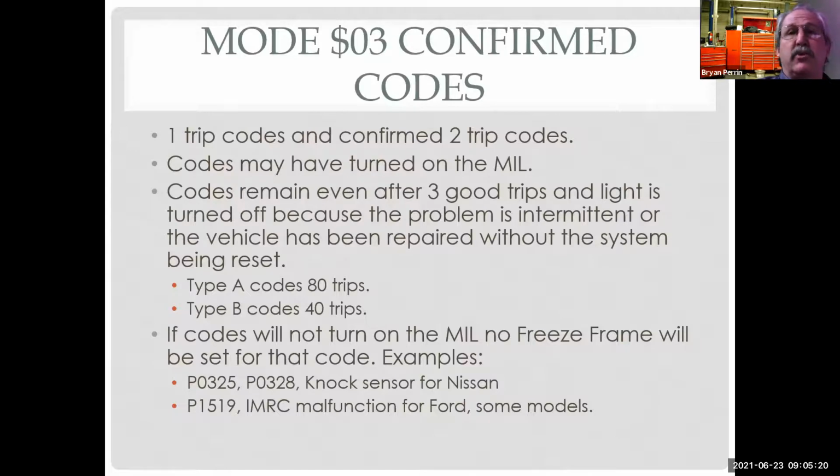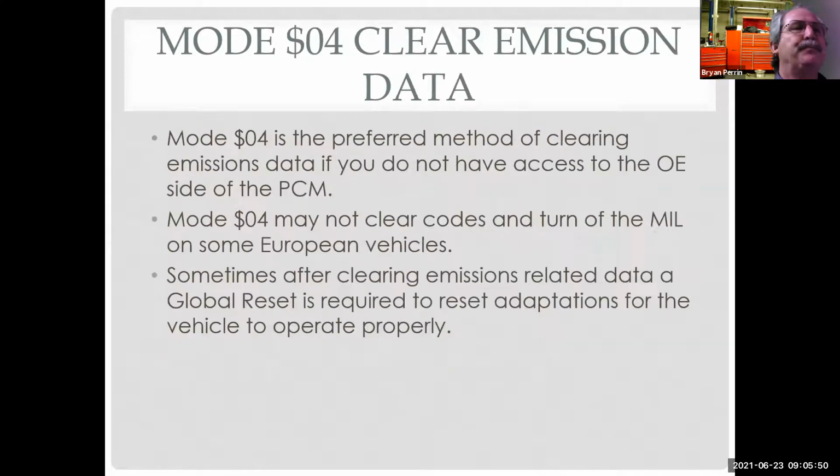Now, some manufacturers like GM, several years did document all their codes and told you what was an A code, what was a B code, what was a C code, what was a D code. But that's the exception. So codes remain even after 3 good trips and the light is turned off because the problem is intermittent or the vehicle has been repaired without the system being reset. That gets into our 40 and 80 trips. And again, if the code will not turn on the MIL, no freeze frame for that code can be set.